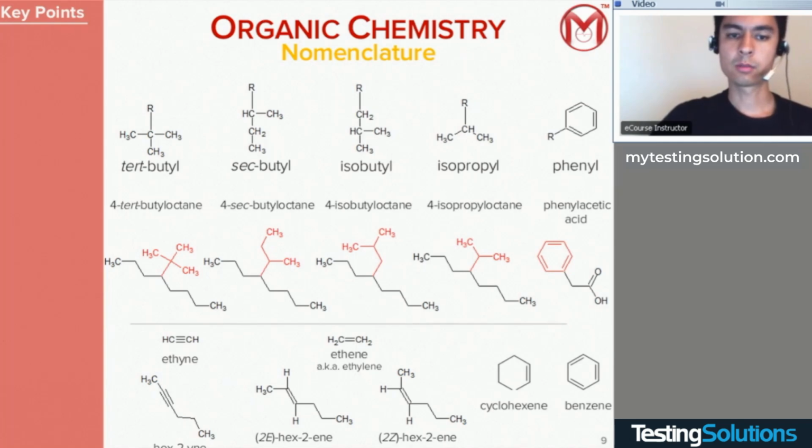Alkenes do have some extra nomenclature that we need to worry about, the E and Z nomenclature. So these come from German. E indicates that they are both on opposite sides of this double bond. Z indicates that they are both on the same side of the double bond.